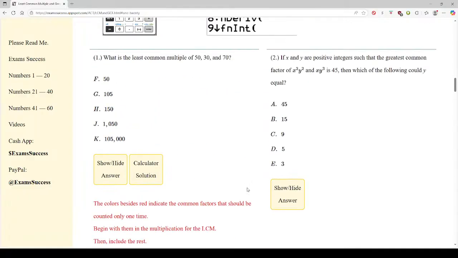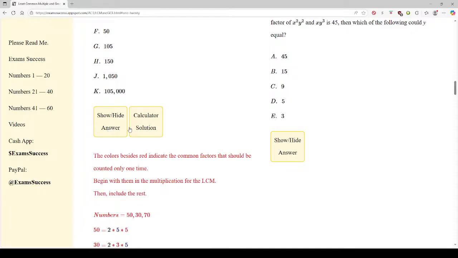Now, look at number 2 here. What if we have variables instead of numbers? The calculator is not everything, so it's good to also know this very well. So let's go ahead and do number 2, where you have only variables and you're asked to find the GCF or the LCM.